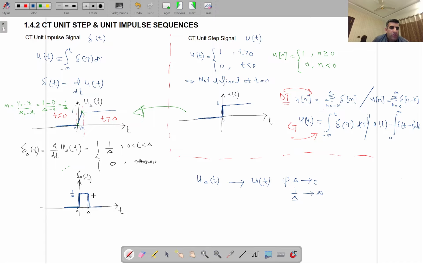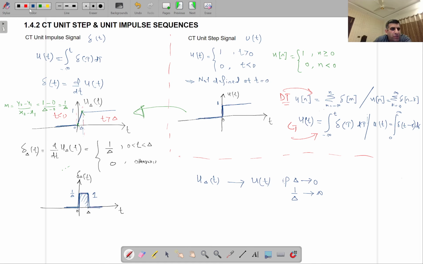All right. So now we are going to define the continuous time unit impulse signal. Another important bit which we need to mention over here is that the area of this signal is actually 1. So its base is delta, its height is 1 upon delta. So you multiply base by height, so it's going to be 1.